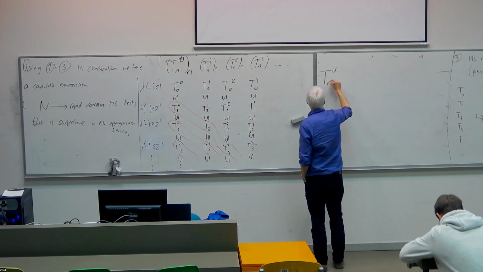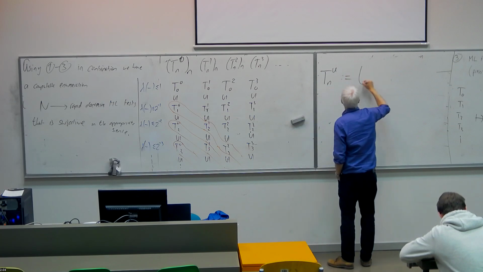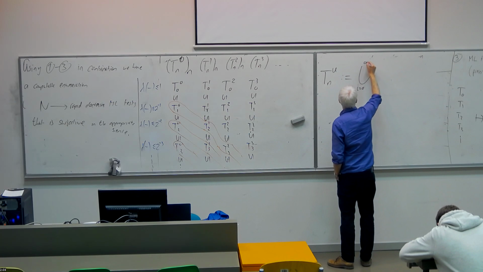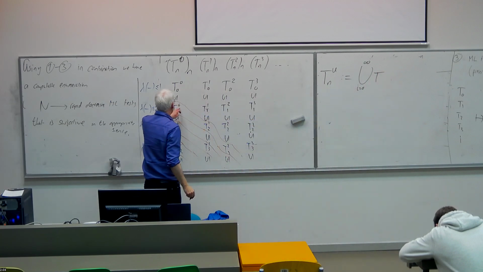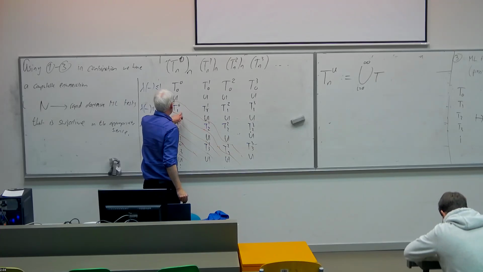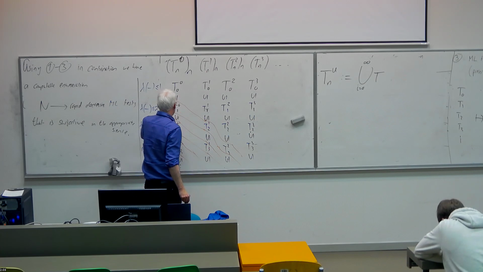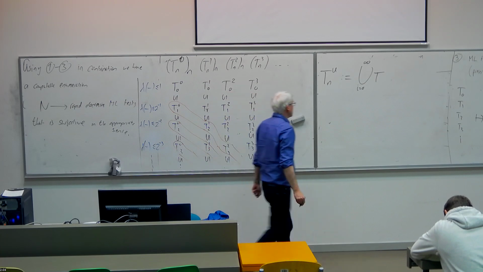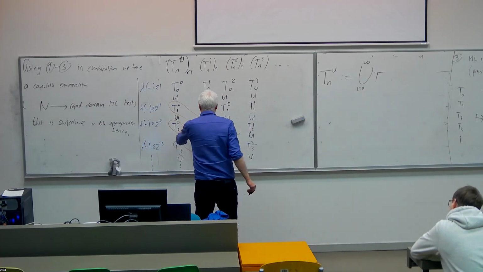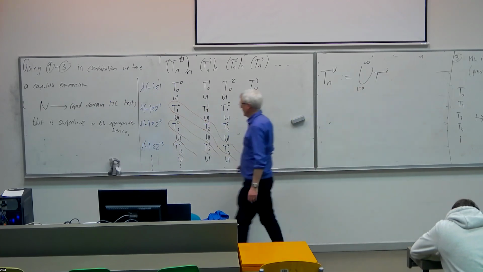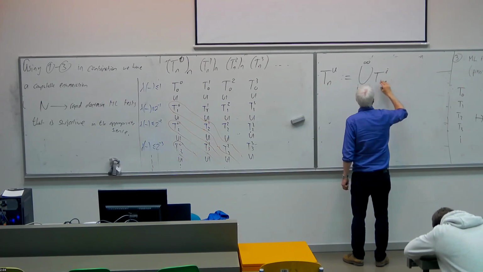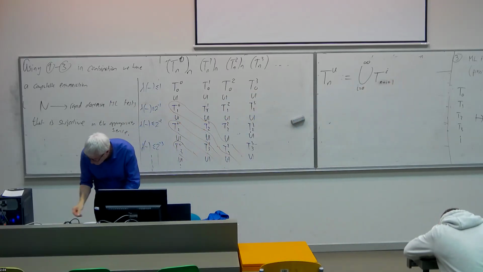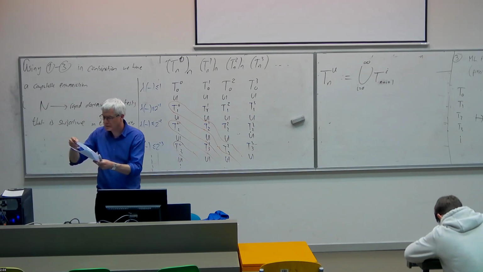T universal sub n is the union from i equals 0 to infinity of T_i of i plus n plus i plus 1. Just see if that's what's in the notes. Yep.